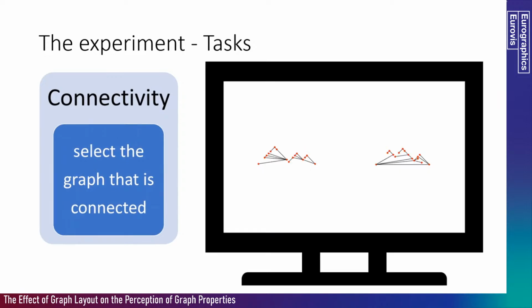For the connectivity task, participants had to select the graph that was connected, meaning that every node is connected to every other node with a path. So in this case, the graph on the right is connected.